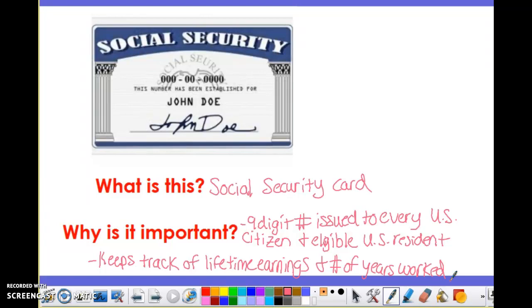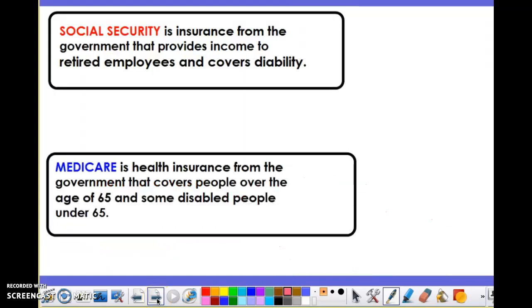So again, what the Social Security card does is it tracks your earnings over your lifetime, so that when you retire, you are going to be getting some money back, because you're paying into Social Security right now. Out of every paycheck, some of it goes to Social Security, and eventually you'll get some of that money back when you retire. So again, Social Security is an insurance from the government that provides income to retired employees, and it covers disability.